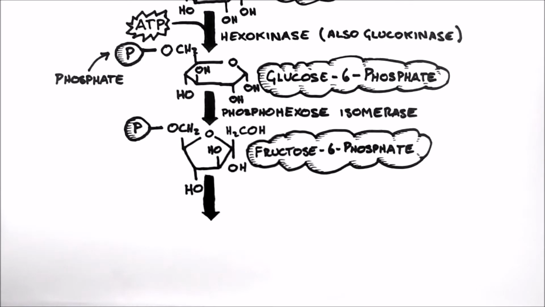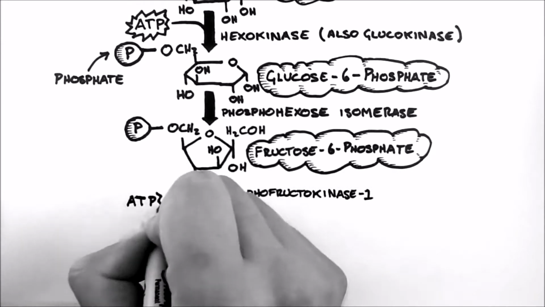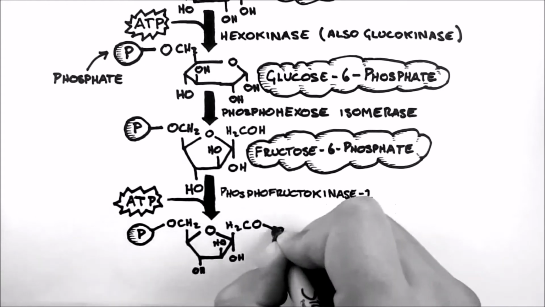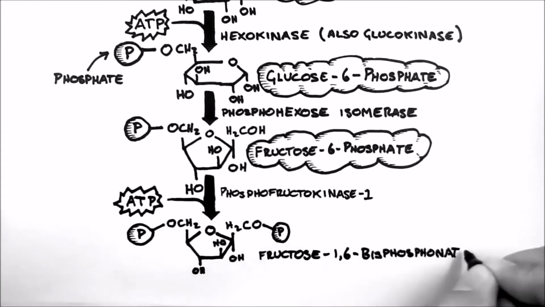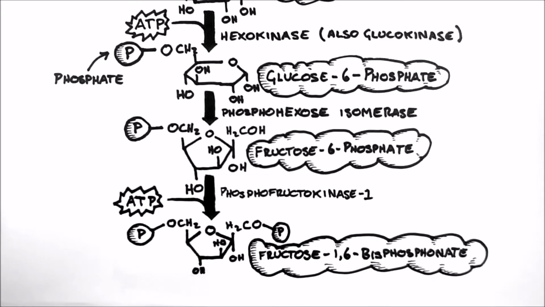Now we meet another kinase, phosphofructokinase 1. This enzyme attaches another phosphate group to our molecule, creating fructose 1,6-bisphosphate. Sorry, my mistake, that should read fructose 1,6-bisphosphate, not bisphosphonate.